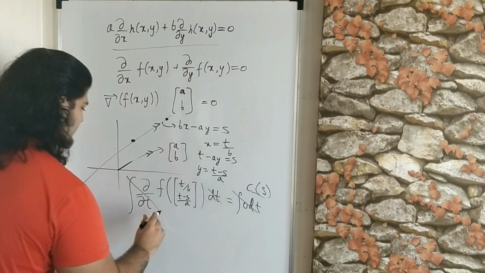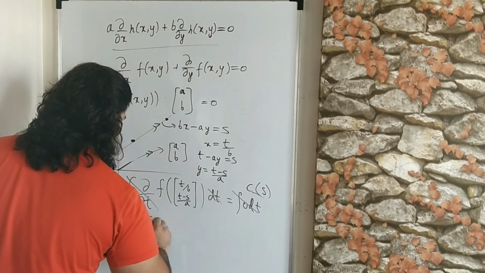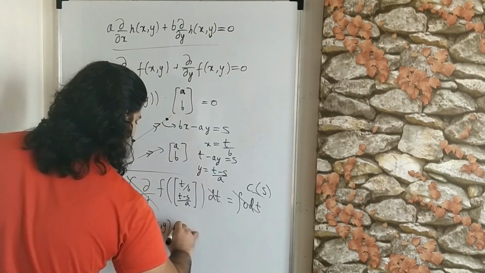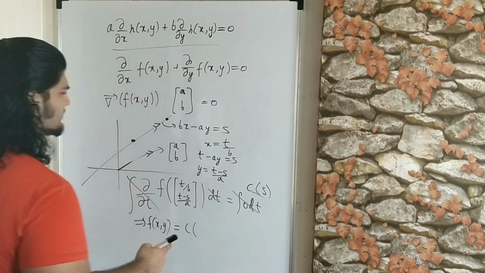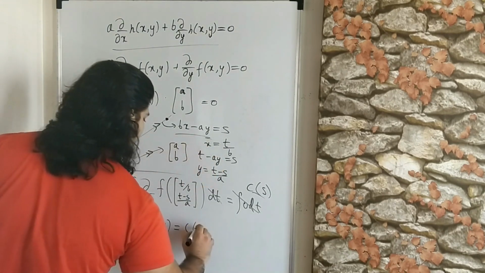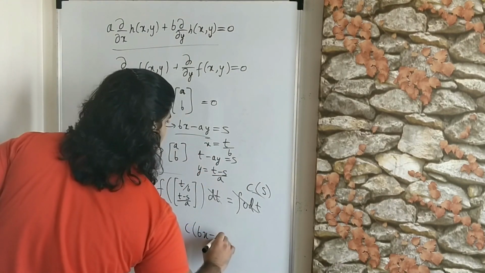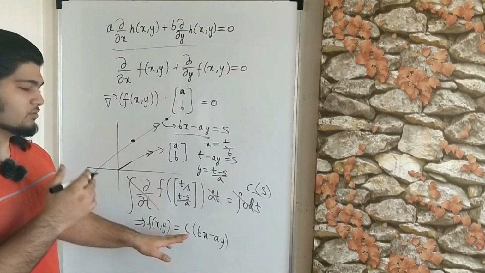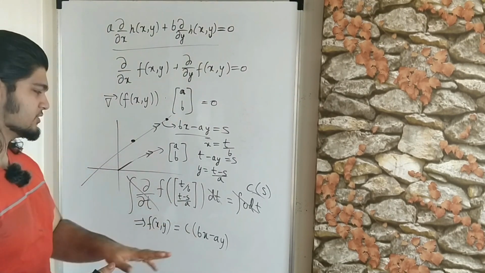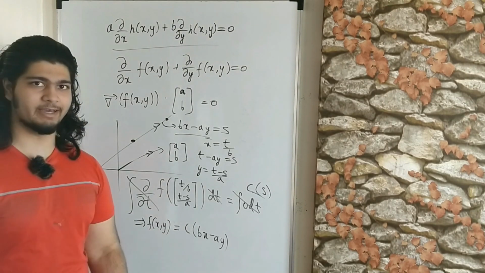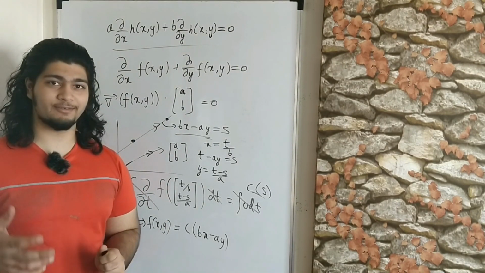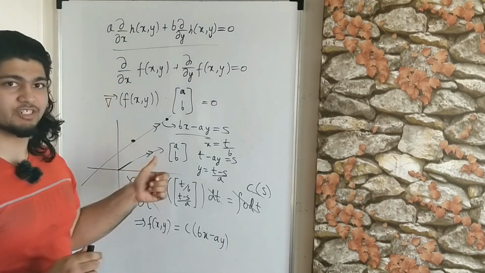So we can say that f of xy is equal to c of s. What is s? s is this, bx minus ay. So f of xy is equal to a single variable function of bx minus ay, and that is the general solution that you would have gotten if you had used the previous method which I alluded to.